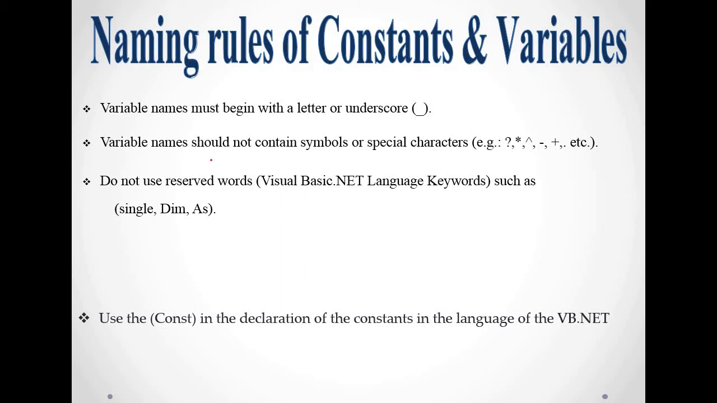The variable names shouldn't contain symbols like star or plus or question mark. These characters or special characters or symbols shouldn't be contained in our variable names. Also, don't use reserved words of the Visual Basic.NET language keywords such as Single, Dim, As, because they are already used inside the coding, so they shouldn't be contained inside the variable names. To not be repeated, it is not correct to use them.